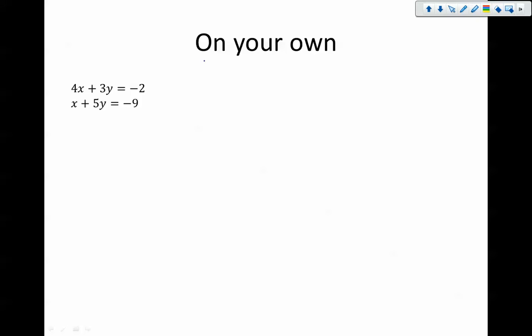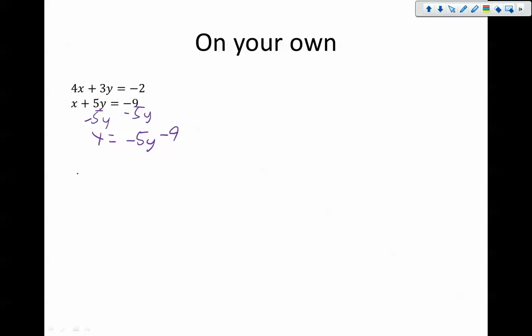Okay, welcome back. This is the problem that you were supposed to do on your own, so let's go ahead and do it together. Step one here, we want to solve for a variable first, and I see that this x right here is going to be easy to solve for. So I subtract 5y from both sides, and I get x equals negative 5y minus 9.